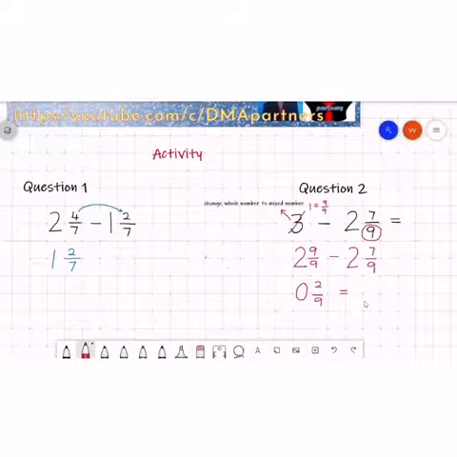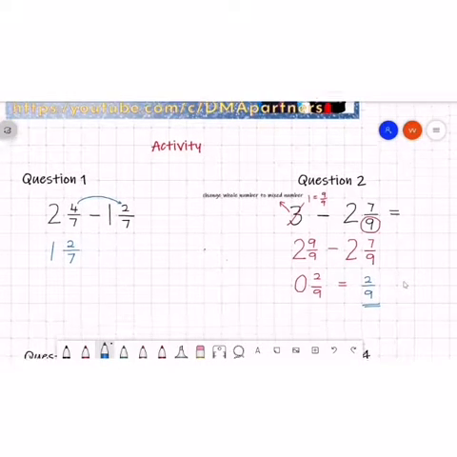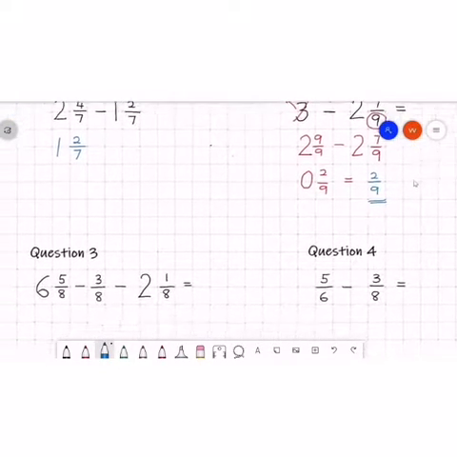So in this case, we can straight away write our answer. We do not need to write the 0 here. We can write the answer 2/9. So this is the answer for question number 2. Okay, let's look at question 3 here.